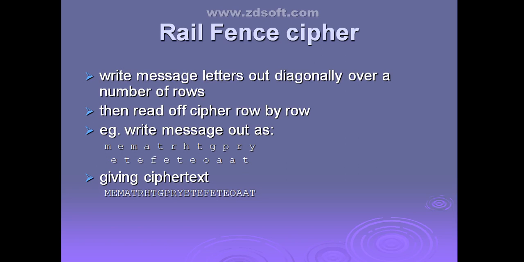Now we'll see some examples for the transposition cipher. One is the rail fence cipher. This is one kind of transposition cipher itself. How exactly does this rail fence cipher work? Now see, whatever the plain text message is, they are going to write the letters diagonally over the number of rows.